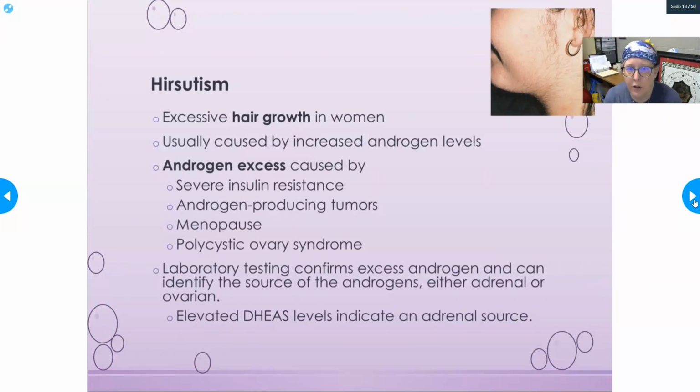Hirsutism is a condition of excessive hair growth in women, especially if they're starting to get facial hair like a man, in the chin, over the lip, and there's just too much of it. It's usually caused by increased androgen levels. And androgen excess is often caused by severe insulin resistance, so type 2 diabetics, androgen-producing tumors, menopause, and polycystic ovary syndrome. The lab testing can confirm excess androgens and can also identify the source of the androgen, which could be either adrenal or ovarian. So if a woman has elevated DHEAS levels, then that would be an adrenal source of excess androgens, and that would be where to go look.